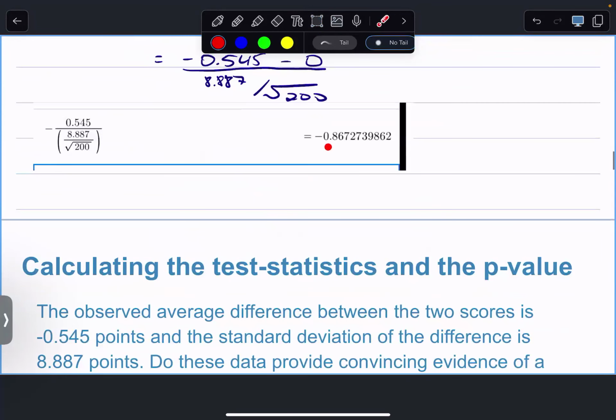We have a T of negative 0.867. I need at least 3 decimal places because the table has 3 decimal places. So you might mess things up if you round too soon. You're always welcome to keep more, but we need at least 3 decimal places. So t is roughly negative 0.867 to 3 decimal places.